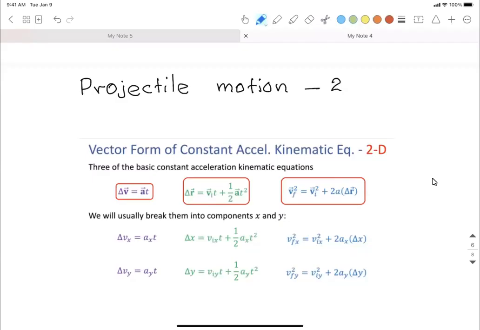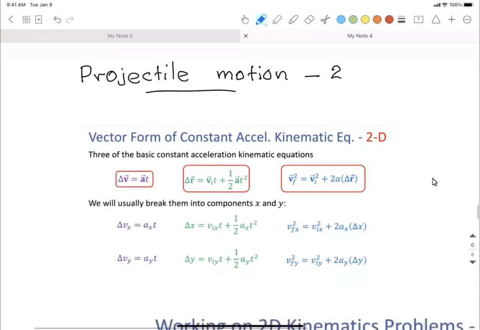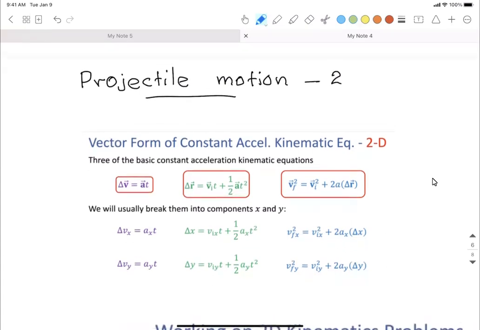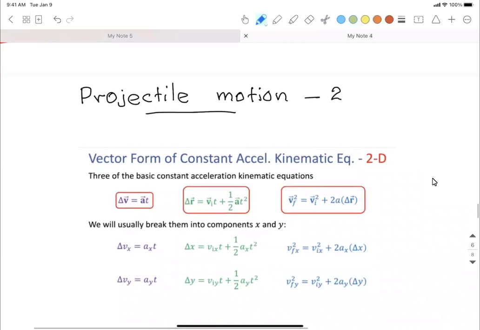Hello everyone. In this video, I want to give some instructions and get you started for our next mission, solving some projectile motion problems. Okay, so we have these tools in our hand, our motion equations we derived for the 2D motion, 2D kinematics.